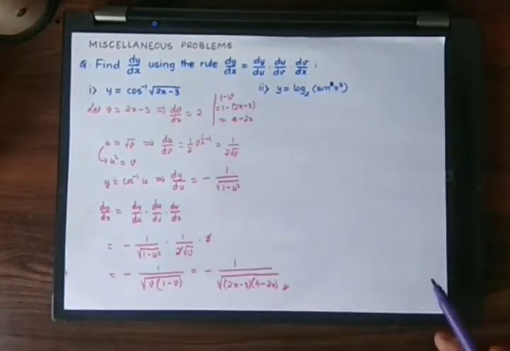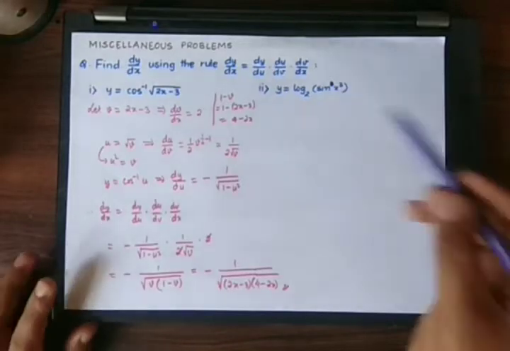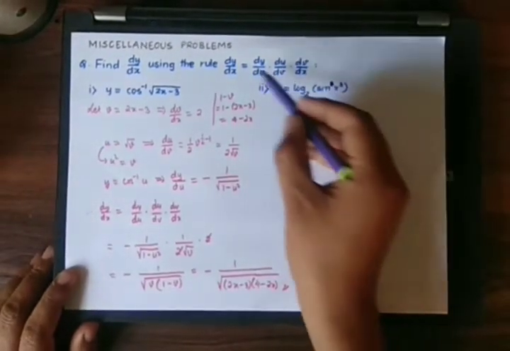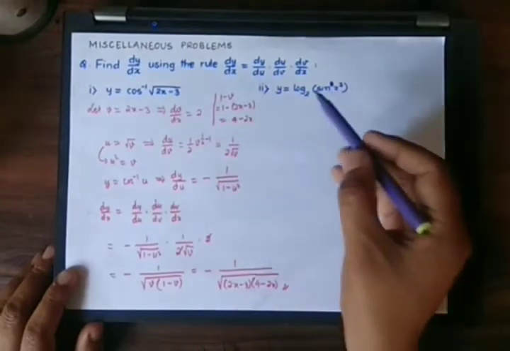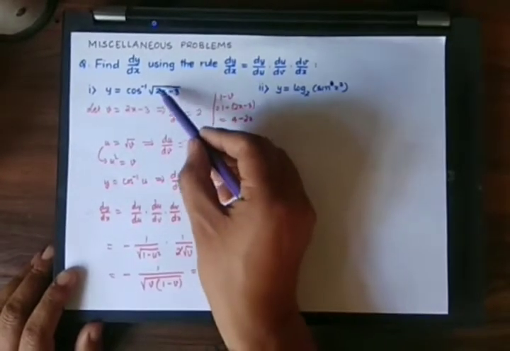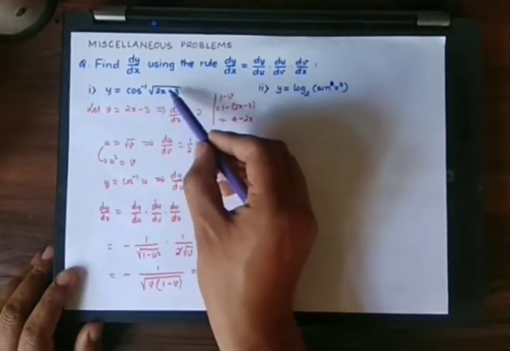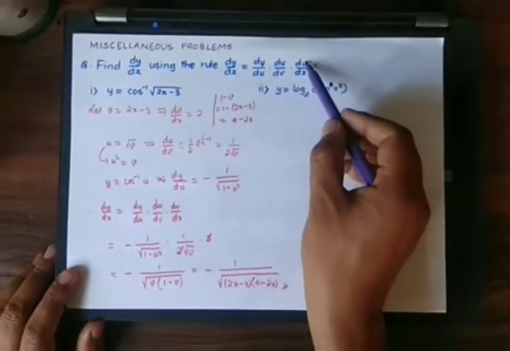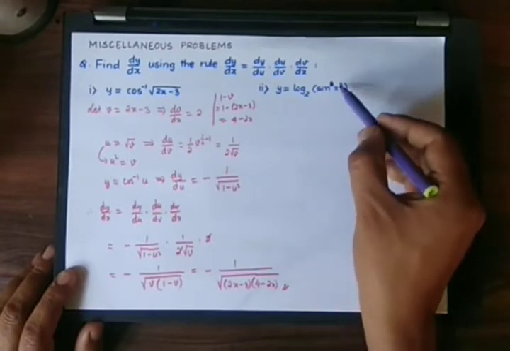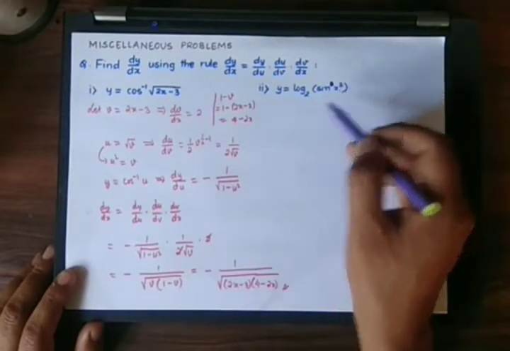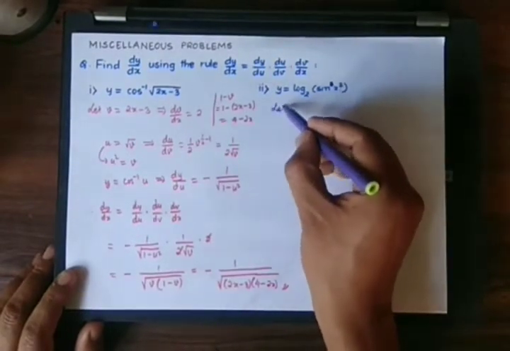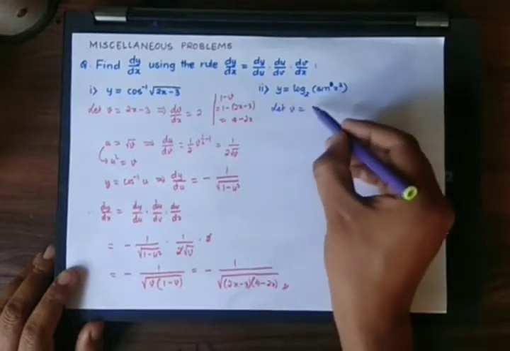Okay, now similarly let us check how to find dy by dx of this function using this formula. Now as I said, the innermost has to be taken as the last function, right? Here the innermost function is x cube, so that's why I am going to take this to be v. So let v is equal to x cube.